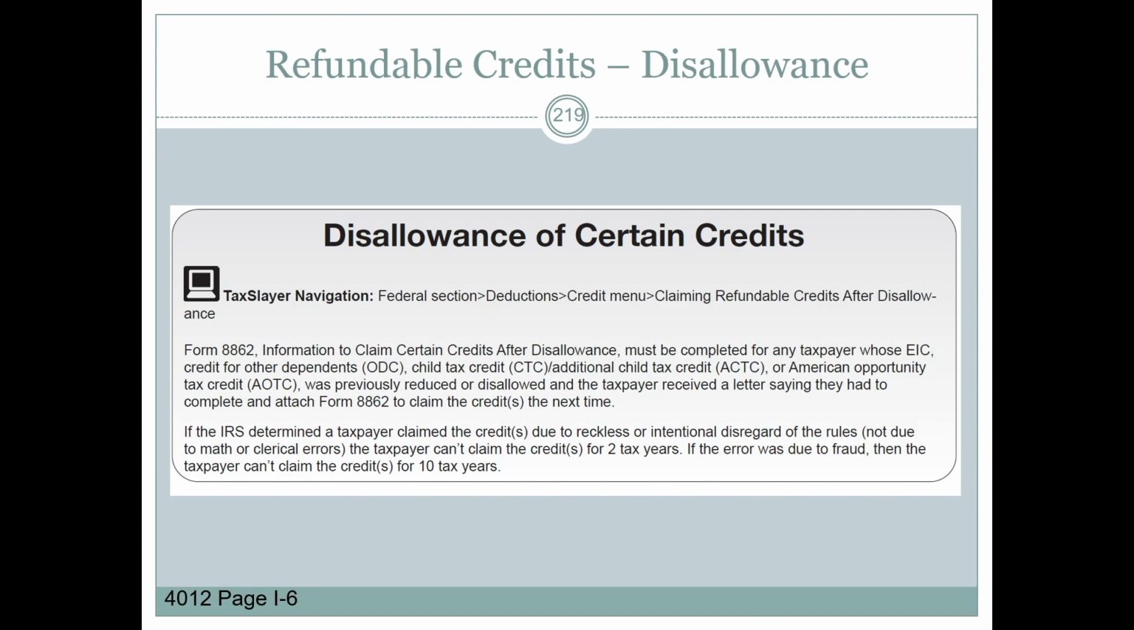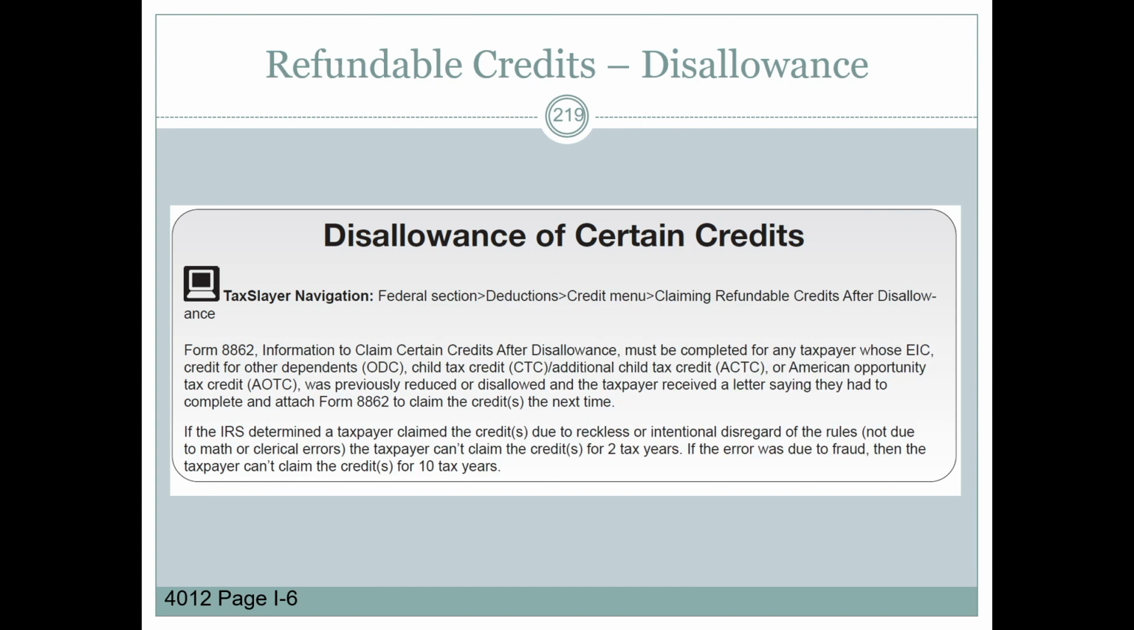8862, Information to Claim Certain Credits After Disallowance, must be completed for any taxpayer whose Earned Income Credit, credit for other dependents, child tax credit, additional child tax credit, or American Opportunity Credit was previously reduced or disallowed, and the taxpayer received a letter saying they had to complete the Form 8862 to claim the credit the next time.